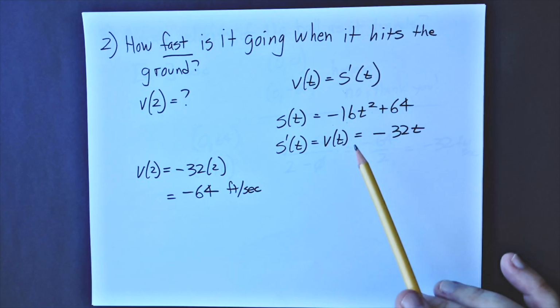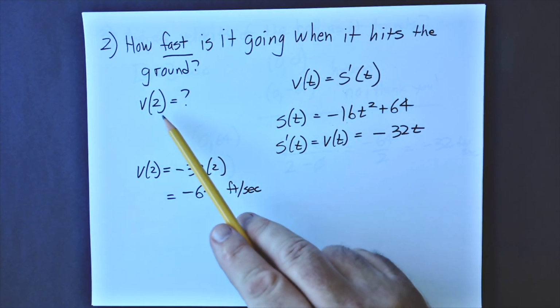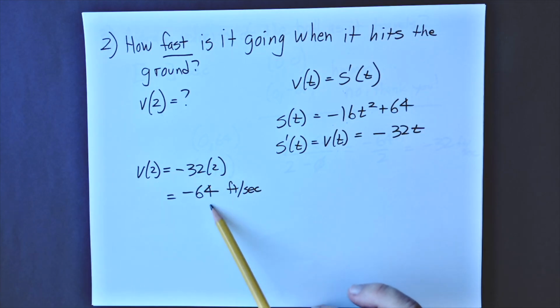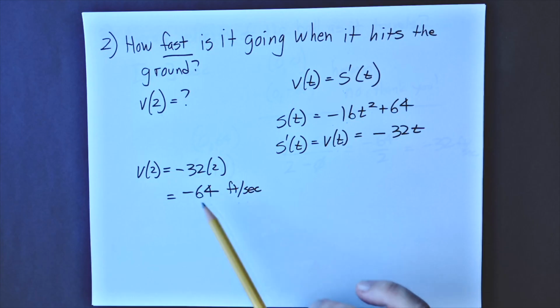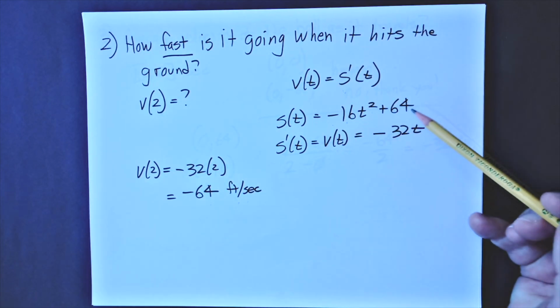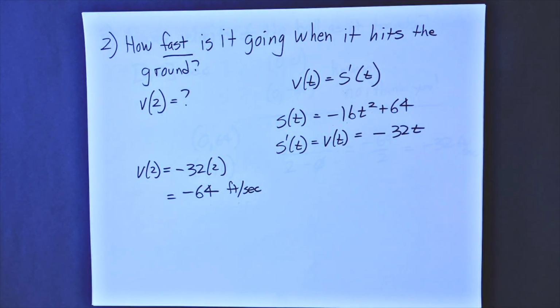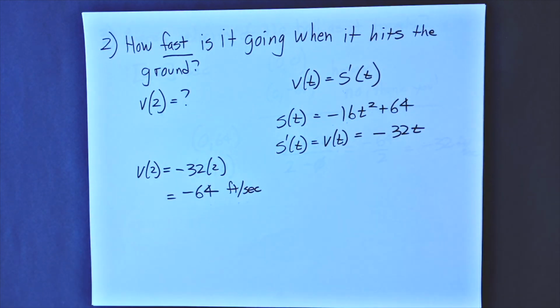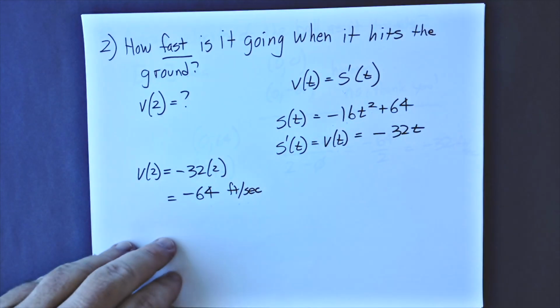From there, I can go ahead and plug my 2 in. So I'm going to say v at 2, or velocity at 2 seconds, is going to be negative 64 feet per second. That's a little inconvenient that we had that 64 there. But that's how fast it's going, negative 64 feet per second when it hits the ground.